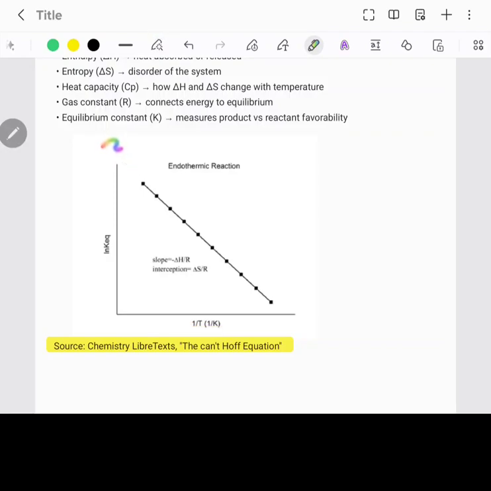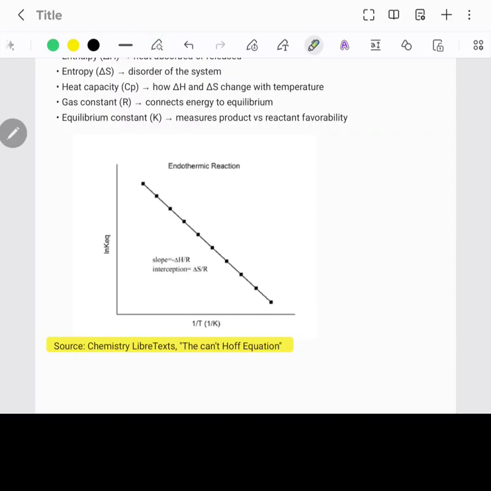From thermodynamics, we can rearrange our equations to get a linear relationship where the slope of the line is negative delta H over R and the intercept is delta S over R. In this graph, we can see a straight line with a negative slope, which represents an endothermic reaction. This means that as temperature increases, the equilibrium constant K increases, favoring the formation of products. So by using this type of graph, we can model real experimental data and predict how equilibrium will shift as temperature changes.